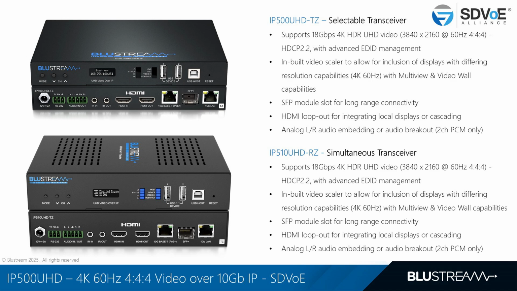Then we have the IP510 UHD TZ, a simultaneous transceiver. Now, this model can encode and decode at the same time, right? Full duplex, allowing it to transmit and receive video signals concurrently. Now, that's a powerful capability for advanced workflows like monitoring, routing, and return feeds, all within a single device. Functionally, this is the key difference between the two units aside from the form factor.